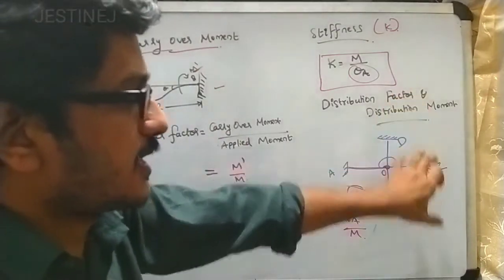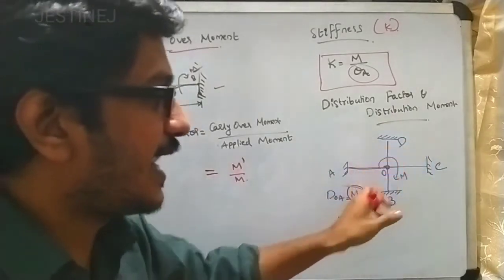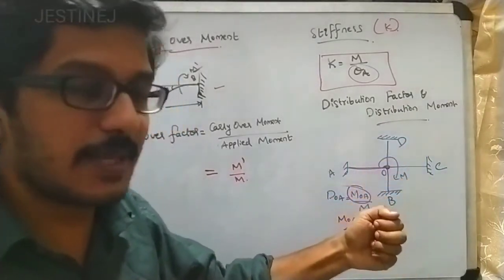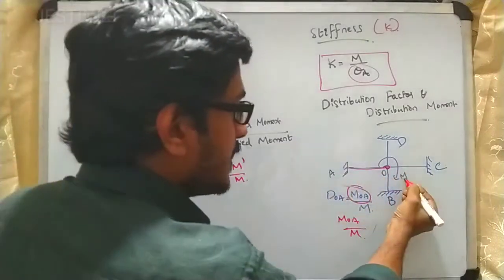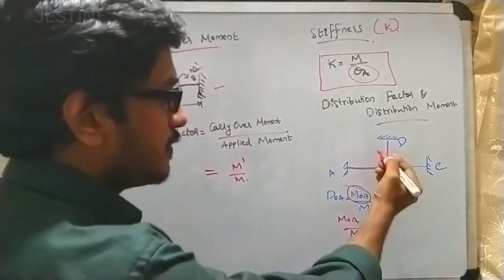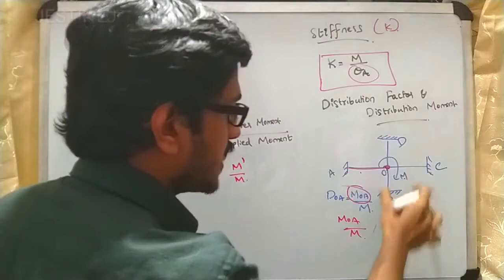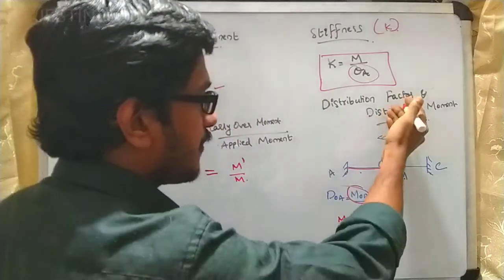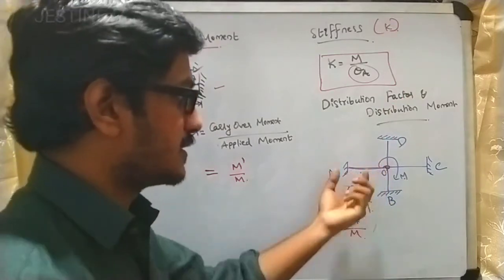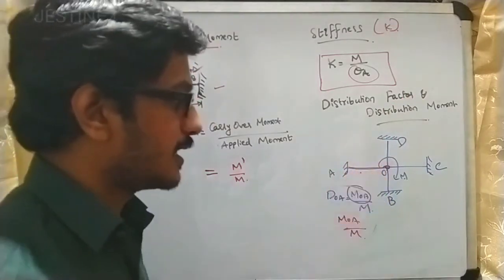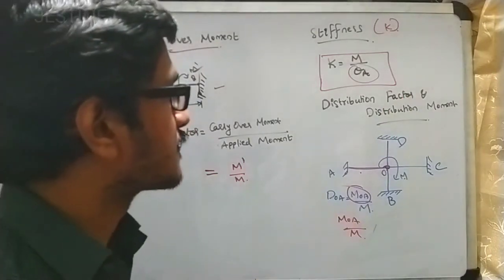Once again, the distribution factor and distribution moment represent this: if you apply a moment over a joint connected to various beams, that moment will be shared. That is, if M is applied at joint O, it will be shared among OA, OB, OC and OD. For a particular beam, say OA, the distribution factor is represented as MOA by capital M.